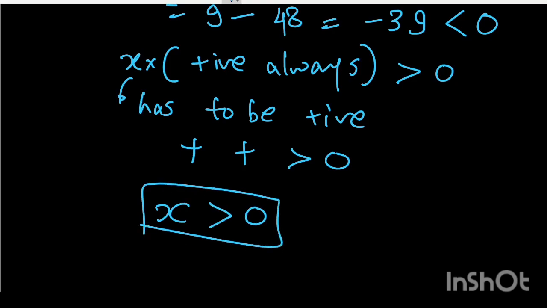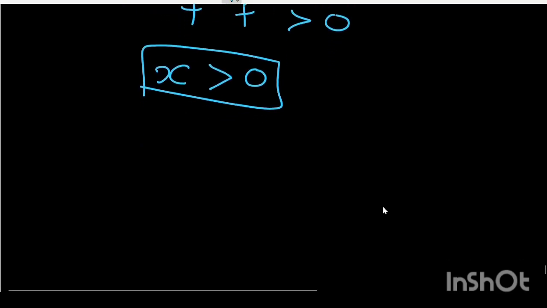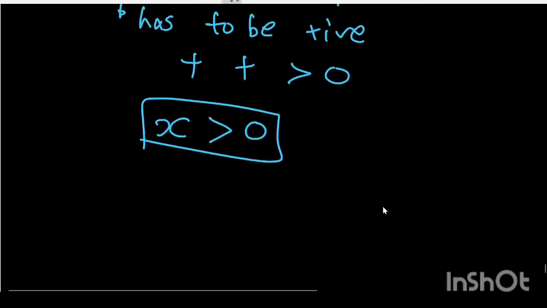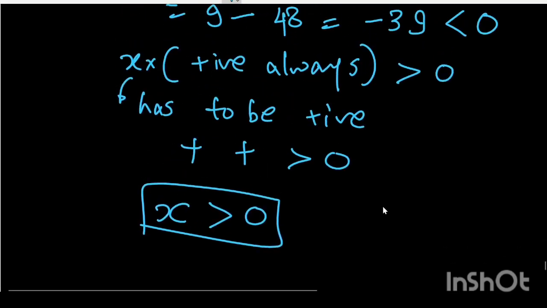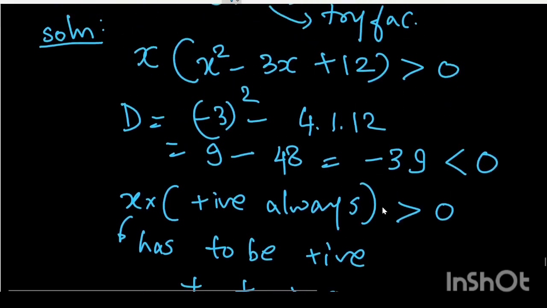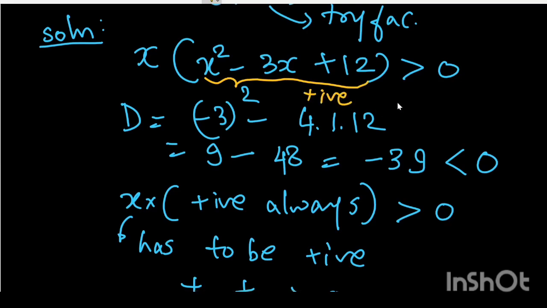Okay, moving on to the next example. So what we did, again we used the concept of sign and the fact that when the discriminant is less than 0, the quadratic expression is always positive and the coefficient of x square is 1, which is positive. So we used that fact.